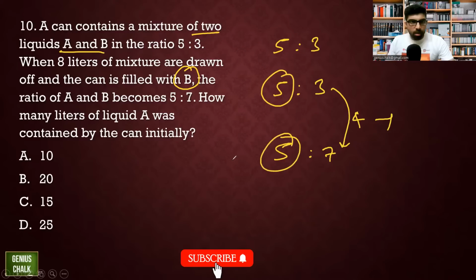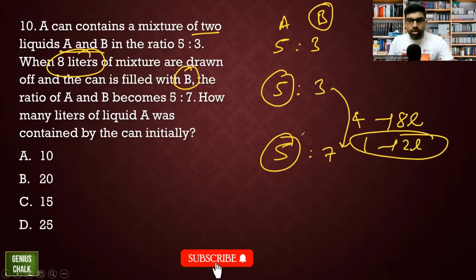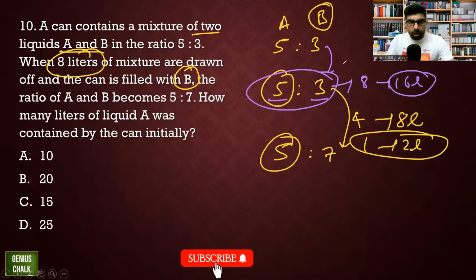This milk, or liquid A, is the same. What we are adding is water. If you are adding water, 4, and this 4 is given as 8 liters, so 1 is 2 liters. If 1 is 2 liters, then you can find the original. So this is 8. 5 plus 3 is 8, which means 16 liters, and we have withdrawn 8 liters also. So 16 plus 8, this was 24 liters.